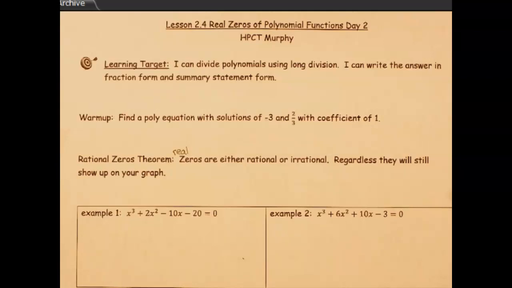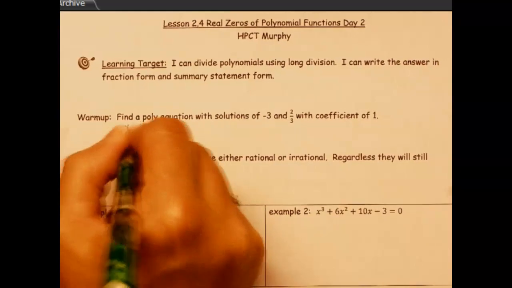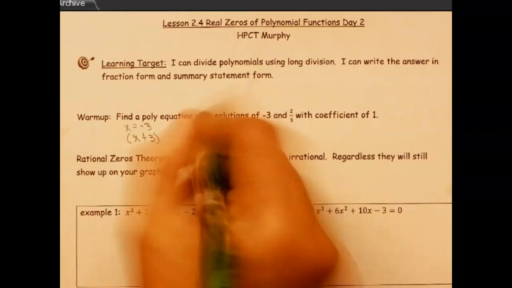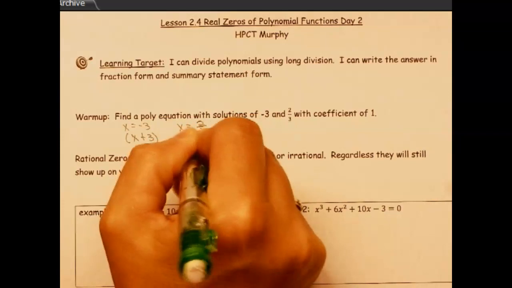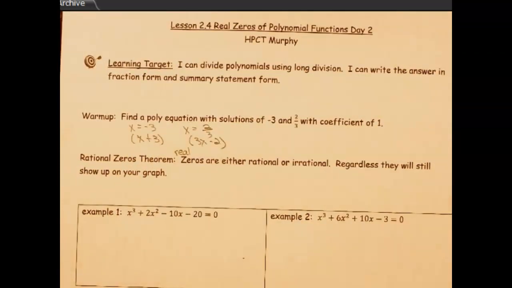Okay, let's start with just a warm-up. We did one of these last week. We're just trying to come up with an equation, and these are our solutions. So if we've got x is equal to -3, that comes from x plus 3. And we've got x equals 2/3. We could either leave it in that form, or if you don't want to, we could change it to 3x minus 2.